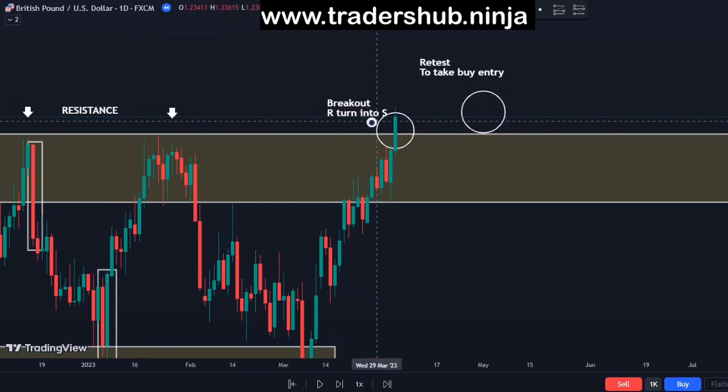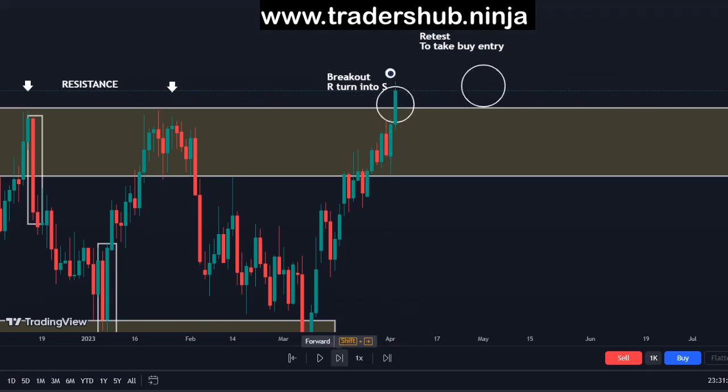Resistance has now turned into support here. At this level, buyers are in control of the market. But you don't want to take any buy entry yet. We are waiting for a pullback and retest. The market will retest the same breakout level. Then we have to take a buy entry.